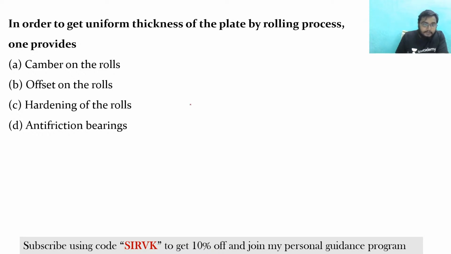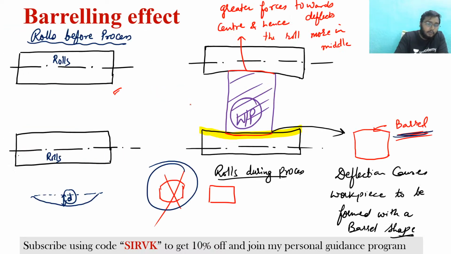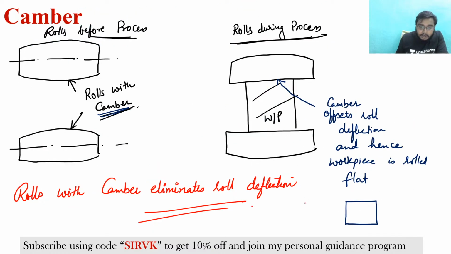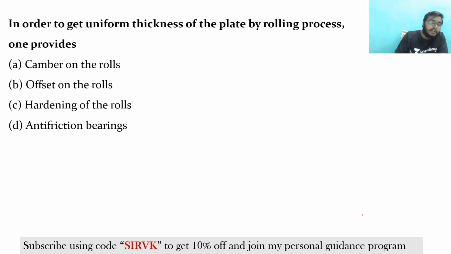See, we have seen that earlier we were getting these kinds of things, so thickness was not uniform in this case. When you apply a camber, you get a uniform thickness material. Definitely, in order to get a uniform thickness of the plate by the rolling process, you will be applying a camber on the rolls. Clear?